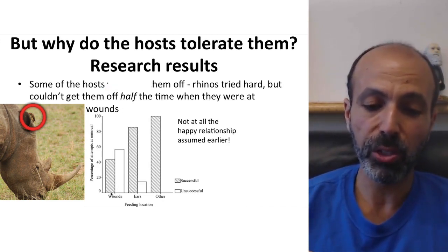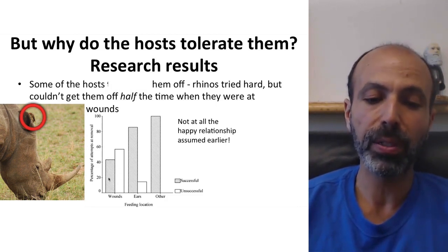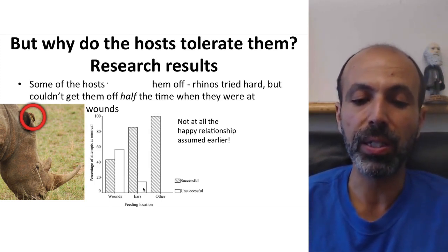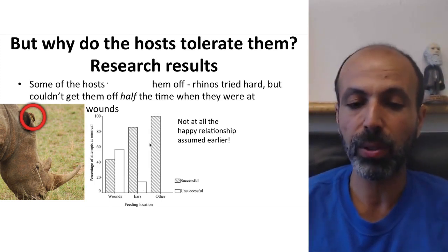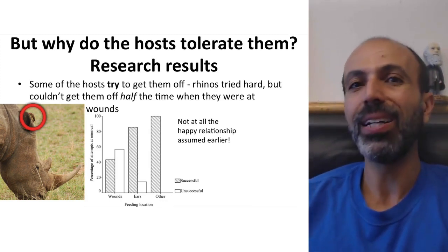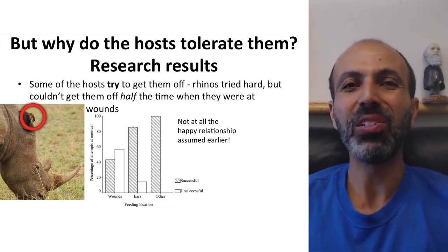So this figure down here shows attempts to remove the oxpecker from wounds, successful versus unsuccessful. It's only about half of them that were successful at getting them off the wounds. In contrast, when they're on the ears, or at other places on their body, they were able to flick them off easily. So it is not a mutualistic thing as was previously assumed, even though that was the adaptationist explanation.